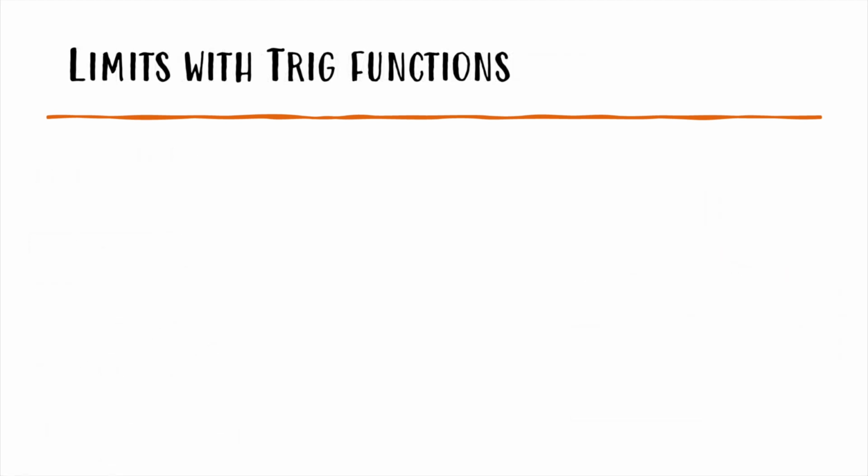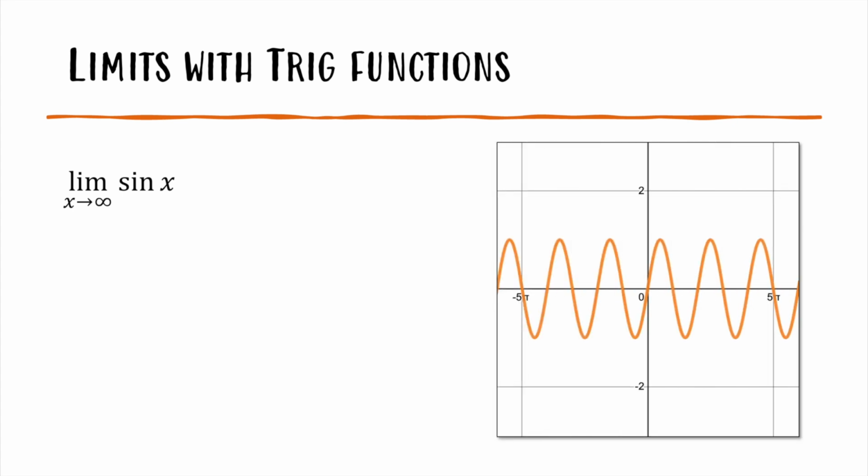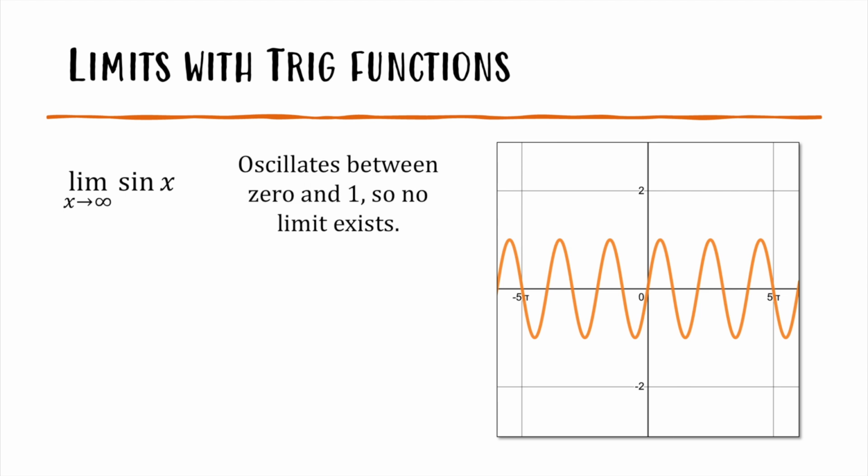All right, limits with trig functions. I love trig functions. The limit as x approaches infinity of sine of x. Well, let's show us going up and down and up and down and up and down, right? So this is oscillating between not 0 and 1, but -1, sorry about that, and 1. So no limit exists. What about the sine of x over x? Let me fix this again.